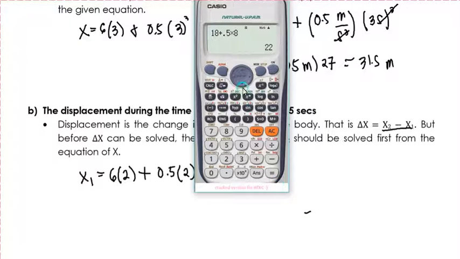So basically, 6 times 2 is 12. 6 times 2 plus 0.5 times 8 is equal to 16. So our x sub 1 will be equal to 16.